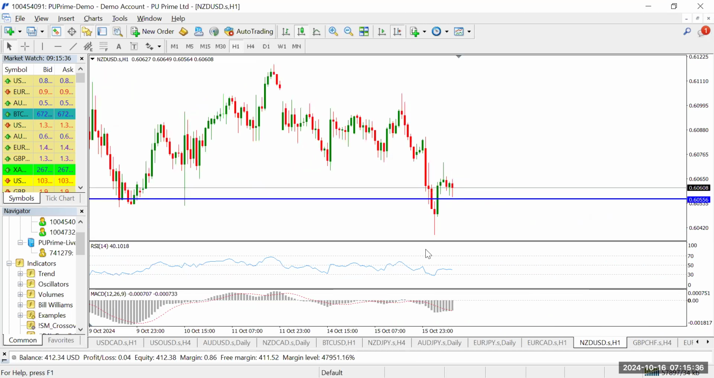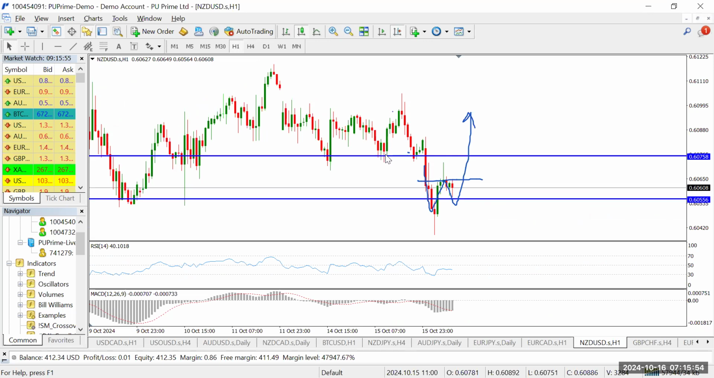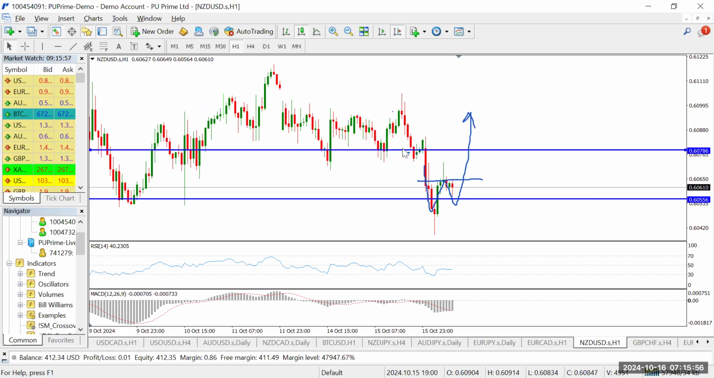If this pattern I'm seeing here works fine, we may see price test this support before going up, giving this a double bottom pattern on the 1 hour, where we can target at least this support turned resistance here. And we can also target this other level. Those two levels can be targeted.